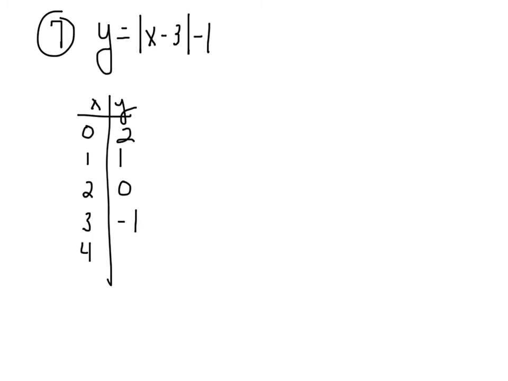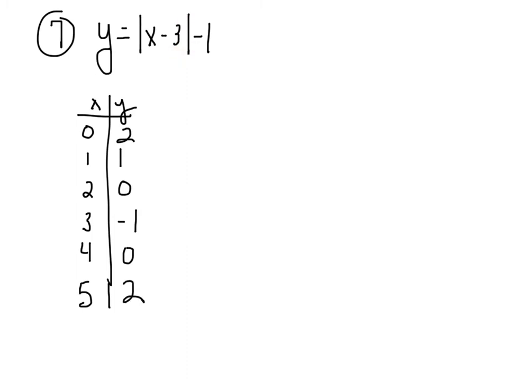And then number 4. Plug in 4. 4 minus 3 is 1. The absolute value of 1 is still 1. Minus 1 is 0. Notice what's happening. Let's just plug in one more to see what would happen. 5 minus 3 is 2. The absolute value of 2 is 2. Minus 1 gives you 2.